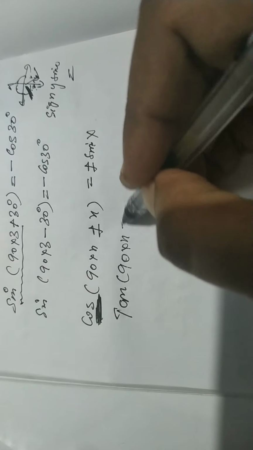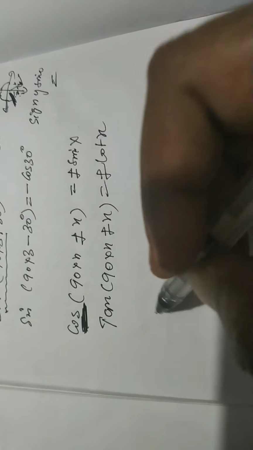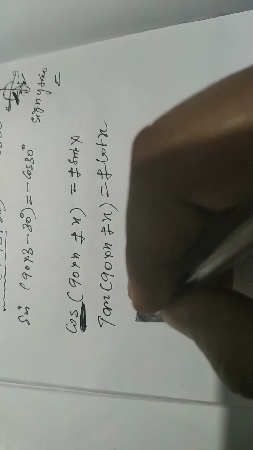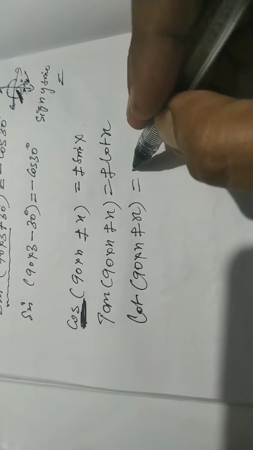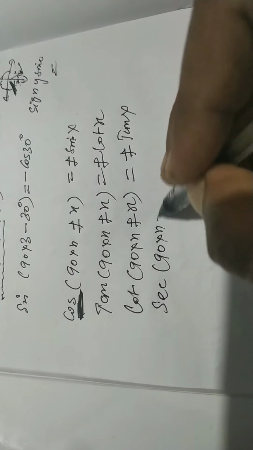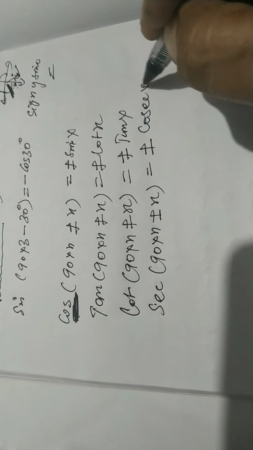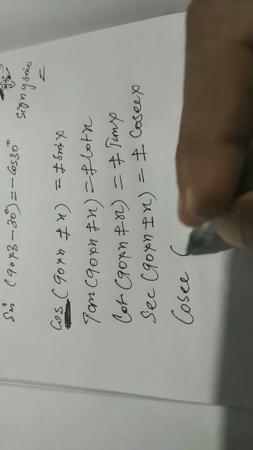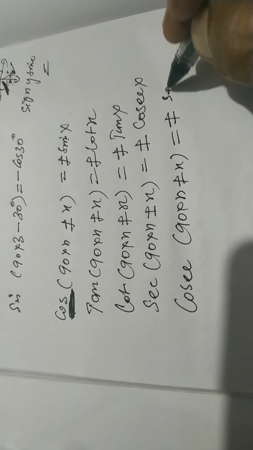Now tan(90 × n ± x) is equal to plus or minus cot x, with the sign of the tan written on the right-hand side, and cot(90 × n ± x) is equal to plus or minus tan x. Similarly, sec(90 × n ± x) is equal to plus or minus cosec x, and cosec(90 × n ± x) is equal to plus or minus sec x, when n is odd.